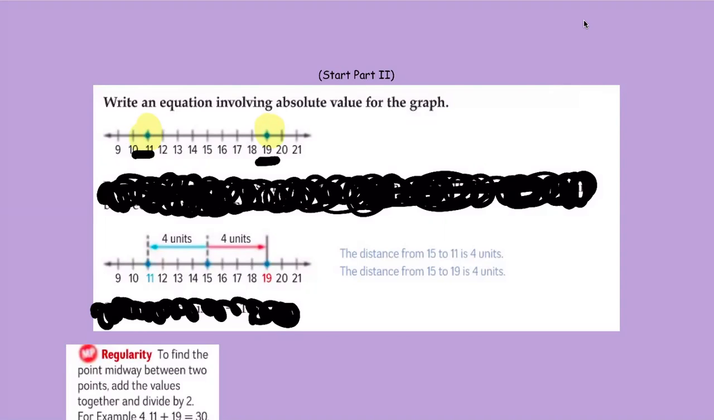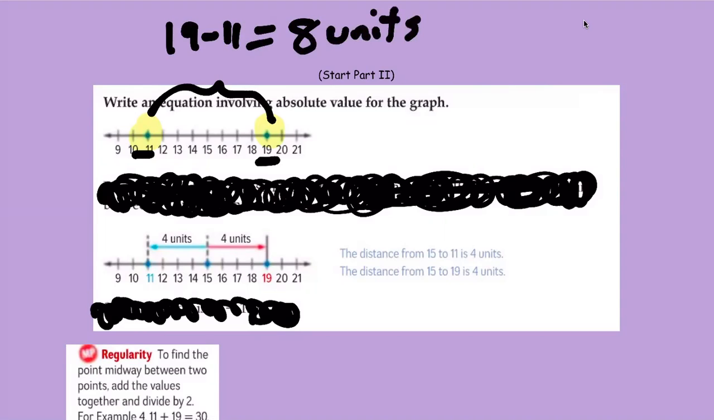It's really not that difficult, because if you think about it, 11 and 19, how far away are those from each other? You can just do a quick, easy subtraction problem, 19 minus 11. That means there's 8 units of separation between those. So my midpoint has to be halfway between that, and to figure out half of that, I would just go 8 divided by 2. And my midpoint is going to be 4 units away.